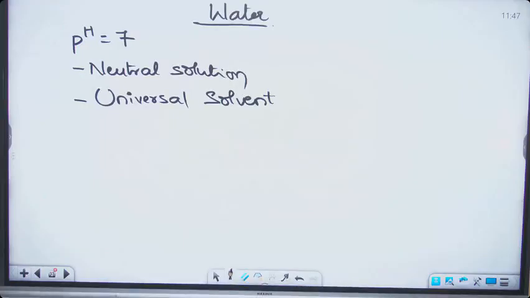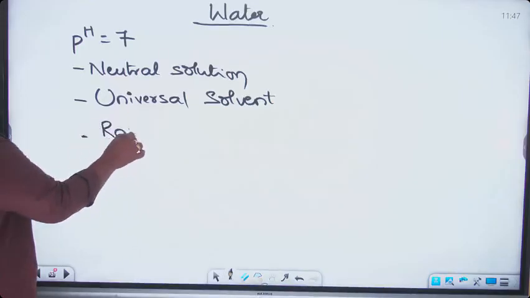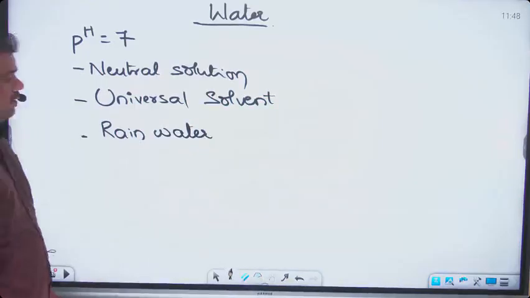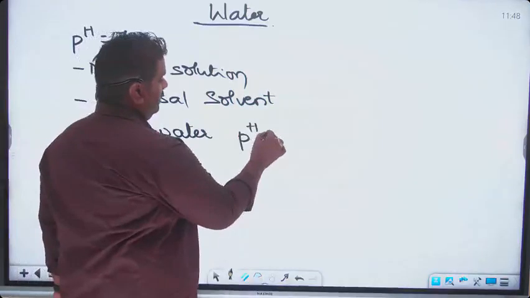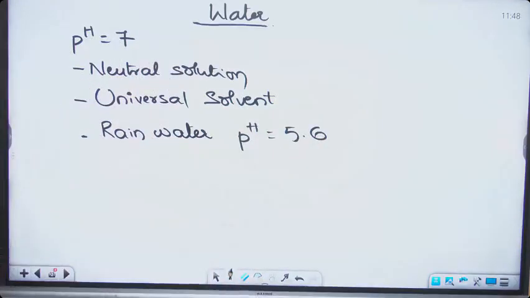Right. At the same time, the moment you're talking about the case of rainwater, rainwater has a pH of 5.6. Mari rainwater pH value 5.6 ani ante, does it indicate that it is an acid or base? Acid, because pH value is less than 7 kabatti rainwater kuda it is nothing but acidic nature అని చెప్తాం.